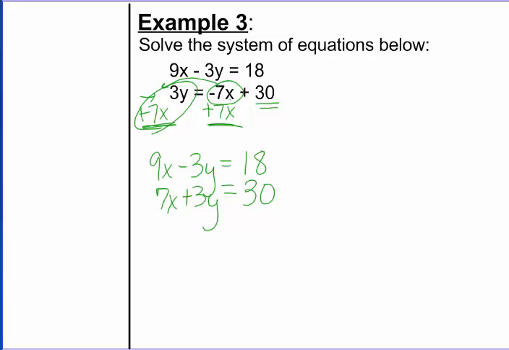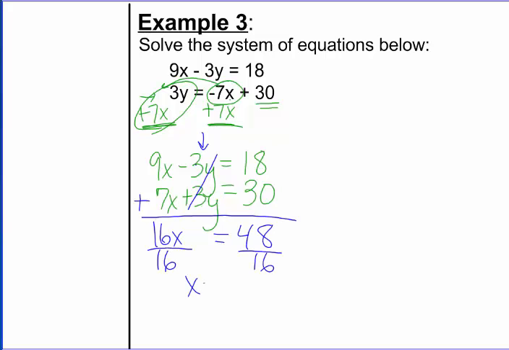You will notice that the y's are a negative 3 and a positive 3. They're opposite values. So if you add them, they will cancel out. So 9 plus 7 is 16x. The 3 y's cancel, negative 3y and a positive 3y, equals 48. Divide by 16 on both sides. You get x is equal to 3.